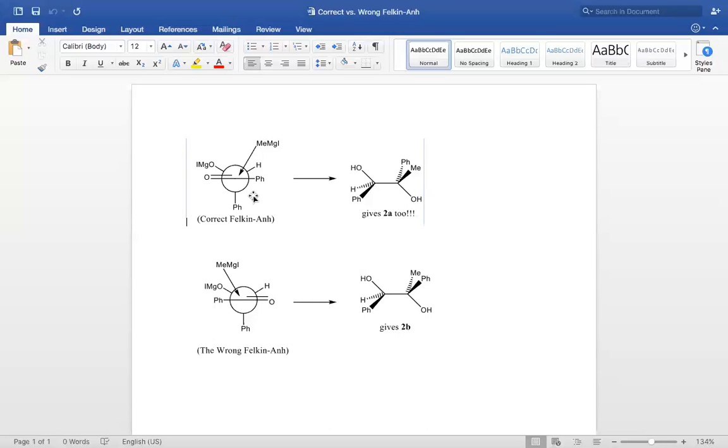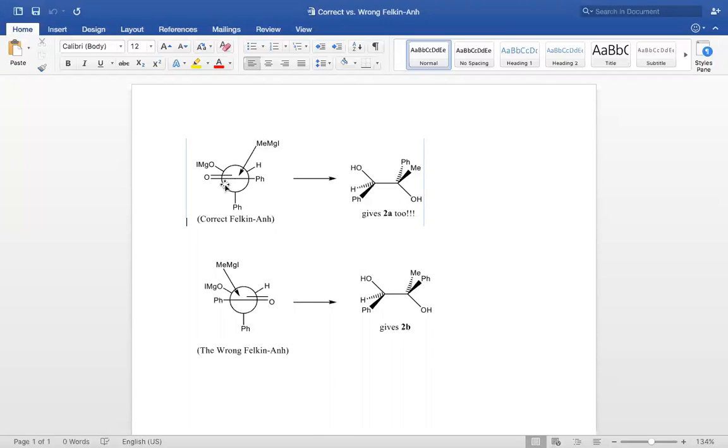Remember when you do the Felkin-Anh, you line up your carbonyl group, and then the other group, whatever that is from the question. And then you want to put the most bulky group 90 degrees relative to the carbonyl group. That is the requirement. 90 degrees. So you have 2 directions.